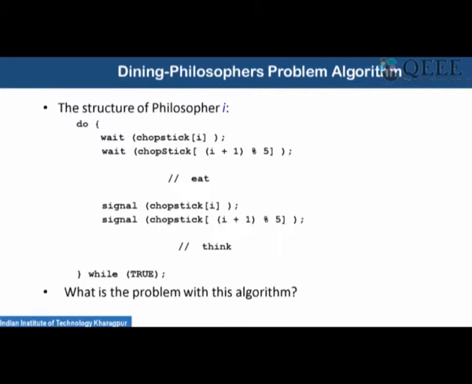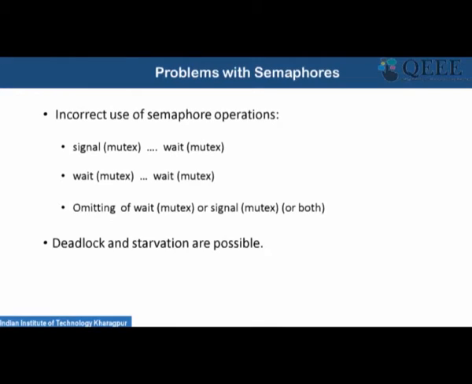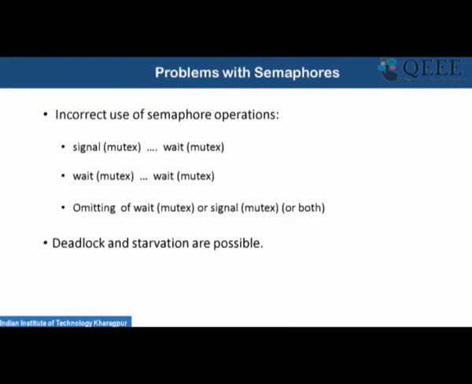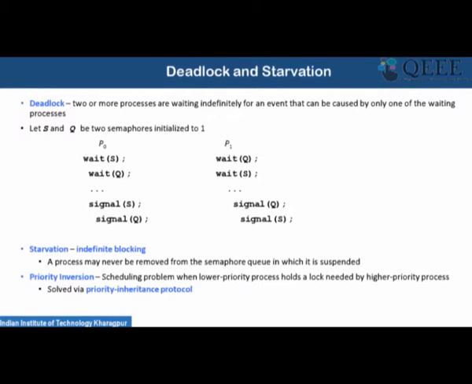Now this process synchronization using semaphore can lead to some problems. So we are directly going to that particular problem, the deadlock problem. Think of two semaphores, S and Q, initialized to 1. Then there are two processes, P0 and P1. Assume this is the code for P0 and this is the code for P1.